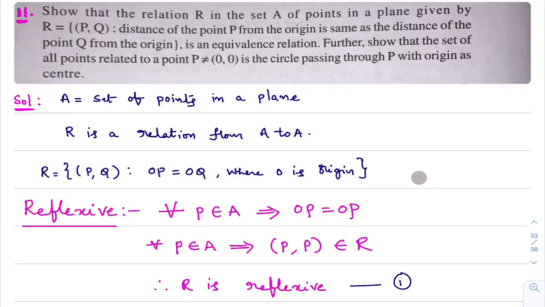In last class, we completed up to question number 10 in exercise number 1.1. In this class, we are going to do another 3 problems in this exercise. First, you try to understand what is this question number 11.